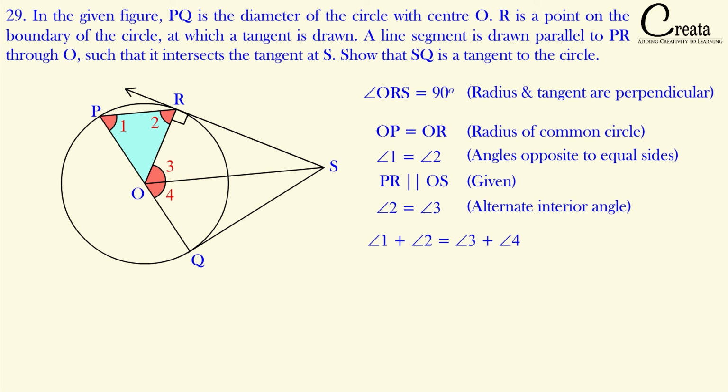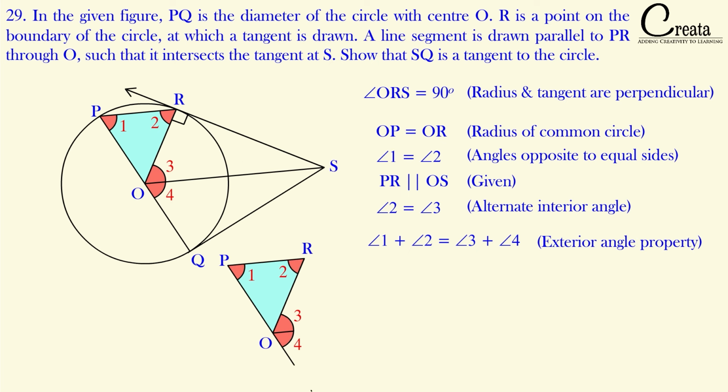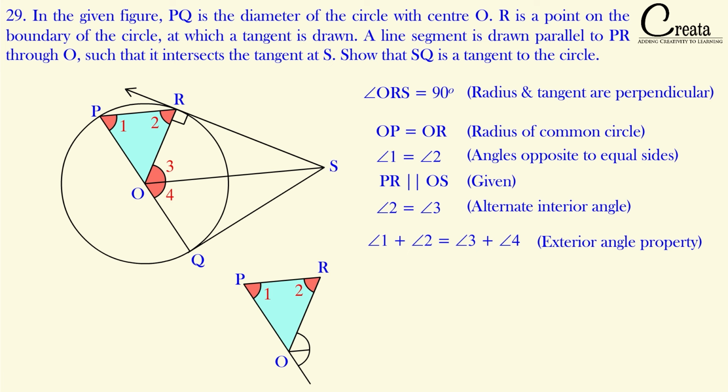Why? We have used the exterior angle property of the triangle. This complete angle is the exterior angle, which is equal to the sum of the two opposite interior angles of the triangle. So we have simply used the exterior angle property of the triangle: angle 1 plus angle 2 is equal to angle 3 plus angle 4.